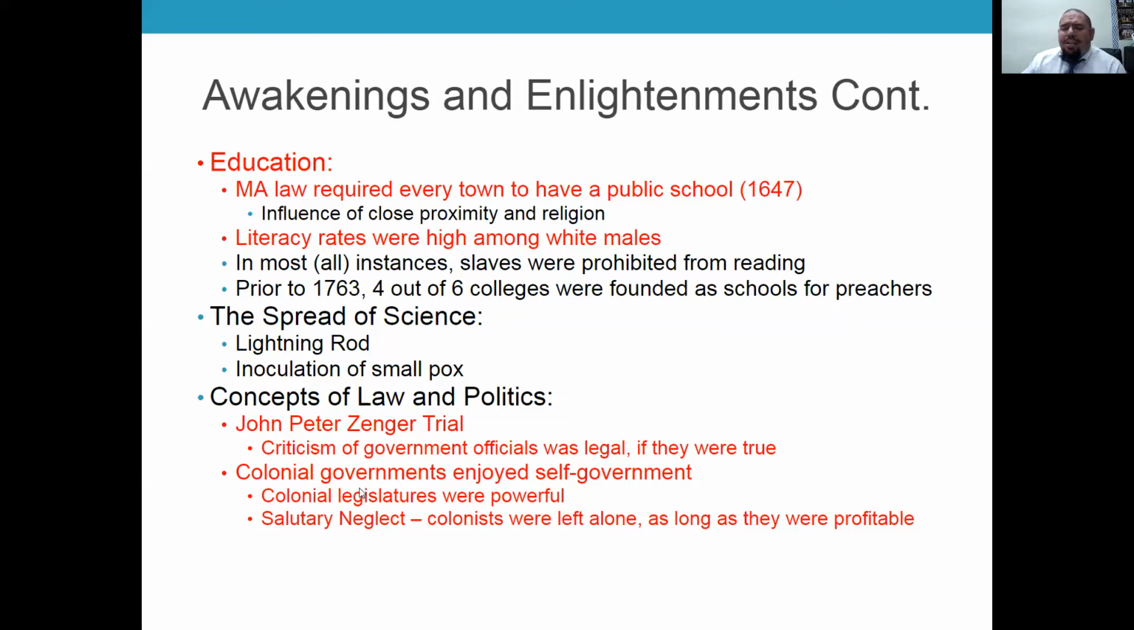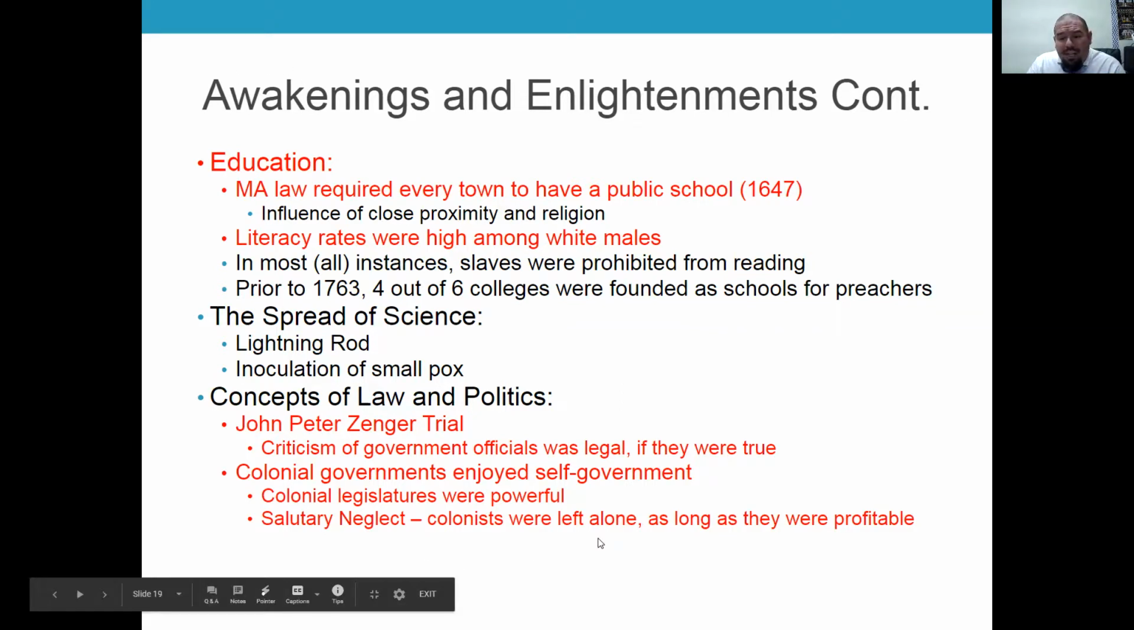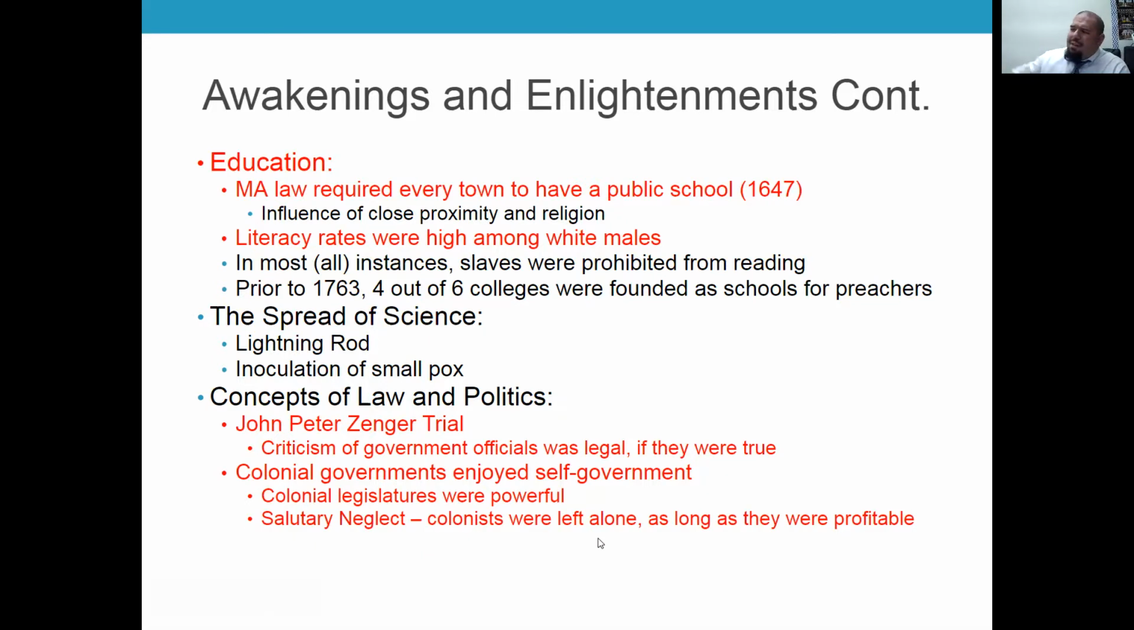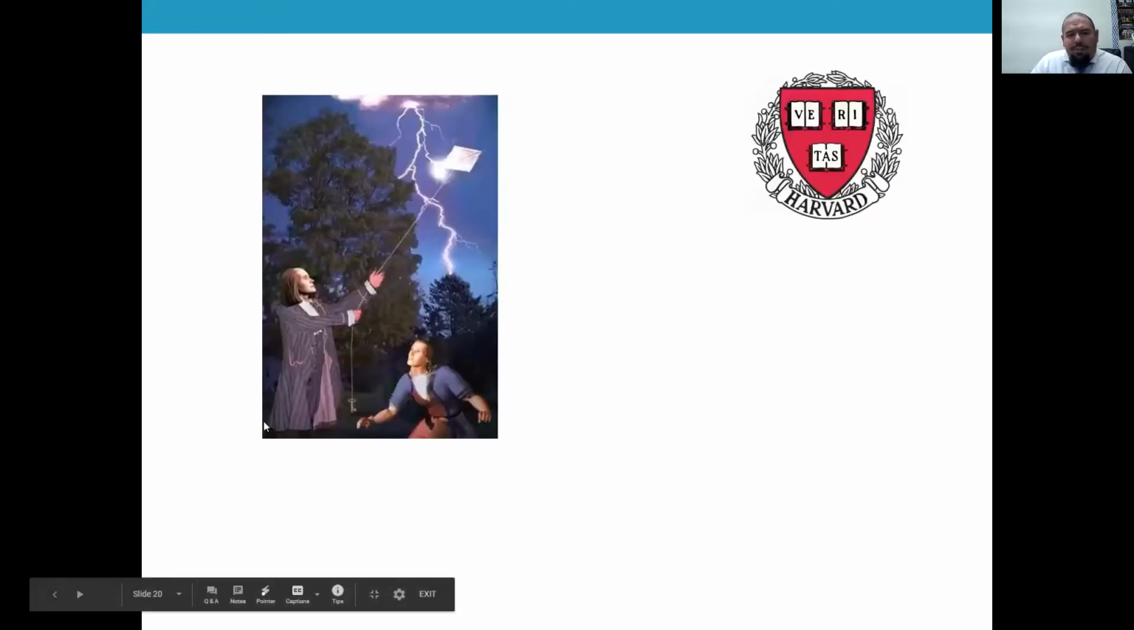And colonial governments enjoyed self-government. Colonial legislatures were very powerful. Remember, every colony had their own legislature, their own government. It was very different from one colony to the next. Then you have this idea of salutary neglect, where colonists would be left alone by the British and let to be their own governing bodies, as long as they were making money for the mother country. And we all know how that turned out. Here's Ben Franklin. Here's the Harvard symbol.